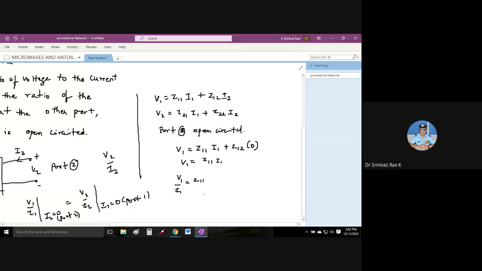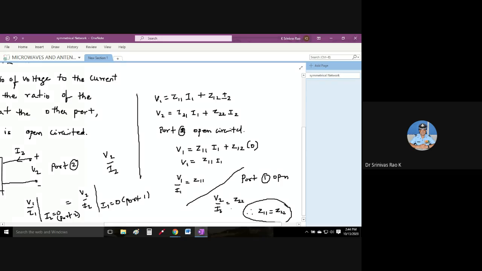Similarly, if I take the other port, port 1 open circuit, what happens? What will be my equation? Similarly, I can write V2 by I2 is equal to Z22. Now, as per my definition, V1 by I1 should be equal to V2 by I2 for symmetry. Therefore I can say that my network is a symmetrical network. Z22 is equal to Z11. So this is the proof.